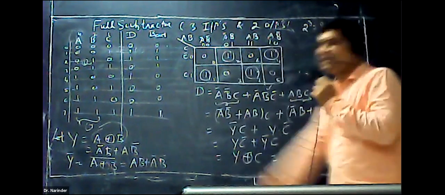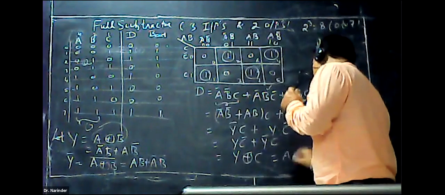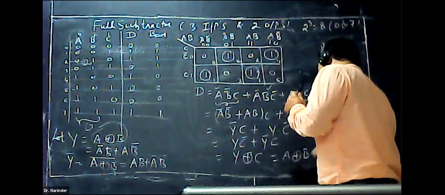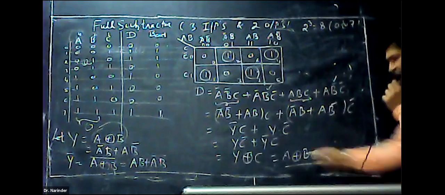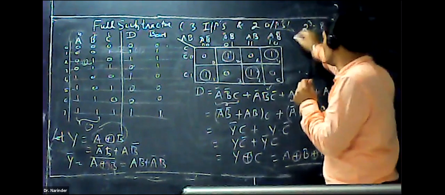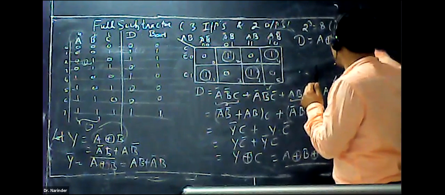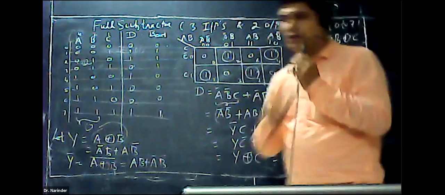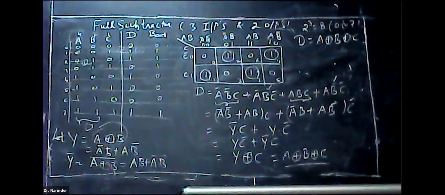And what about the Y? Y is already A XOR B. This is XOR C. So in this way, we can write it as A XOR B XOR C. So you got the difference is equal to A XOR B XOR C. Similarly, we can pursue this for the borrow.